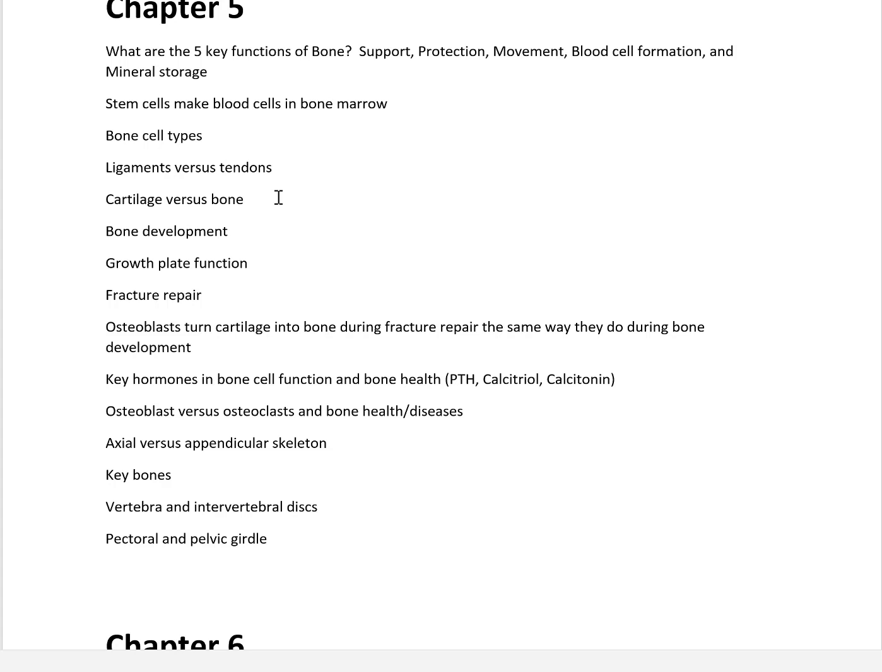So as you look at fracture repair and bone development, understand that as blood vessels show up, that allows cartilage to become bone. So that's the key difference to me. Cartilage is avascular and bone is vascular, meaning it has a blood supply. So bone development, very simple.